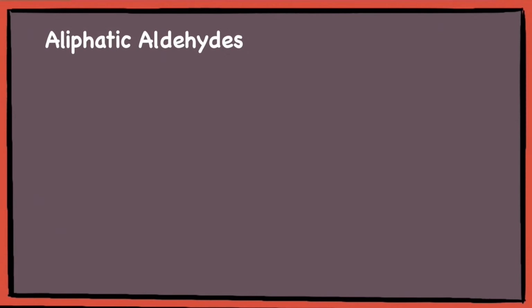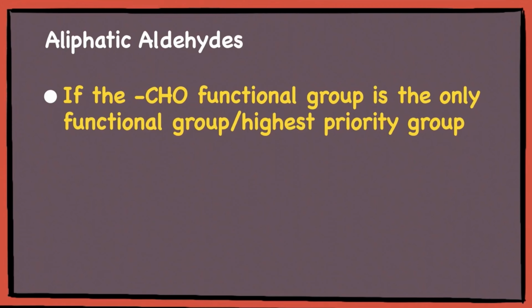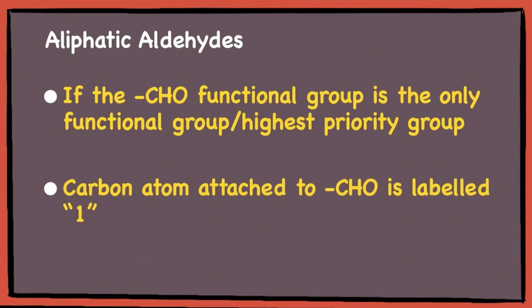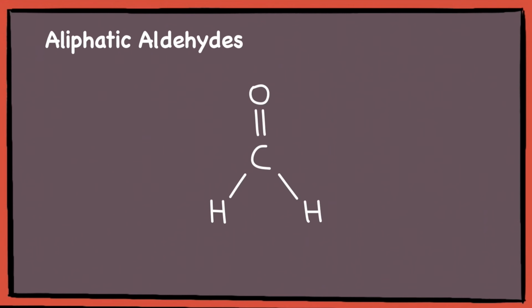For aliphatic aldehydes, if the CHO aldehyde functional group is the only functional group or the highest priority out of all the functional groups within the same organic compound, the carbon atom attached to the functional group will be labeled as the first starting carbon atom position of the parent chain. So for this organic compound, since it has only 1 carbon atom, it will be called methanal. And if an aldehyde has 2 carbon atoms, it will be called ethanal. If it has 3 carbon atoms, it will be called propanal, and so on.